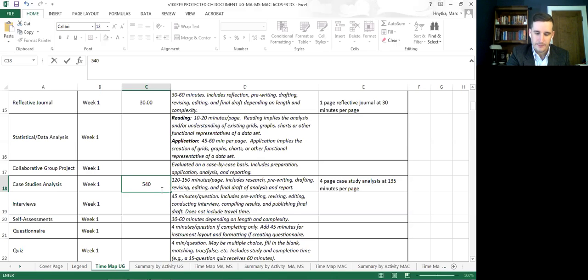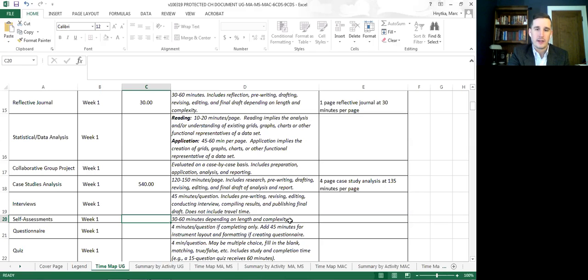So last, I'm going to talk about self-assessments, and these, similar to reflective journals, you're not grading students based on whether they're correct or incorrect, or whether they're meeting certain learning outcomes. This is really a way for students to assess their own understanding of the material, and it could be in different forms. Usually it's just graded for completion, and this is 30 to 60 minutes depending on length and complexity.